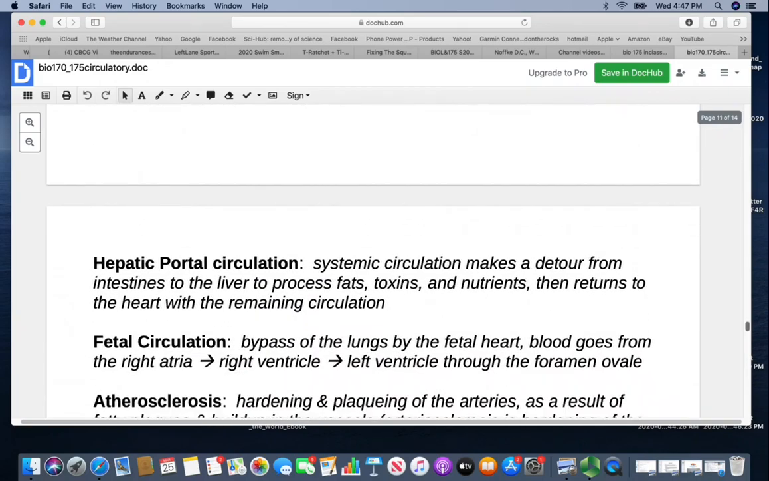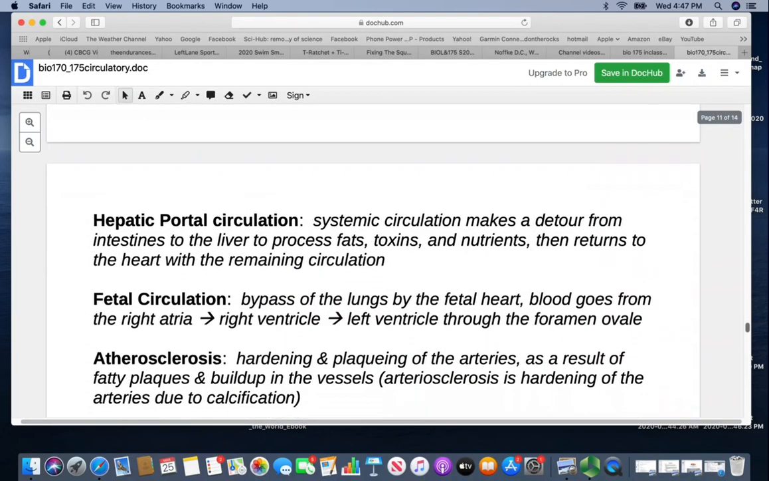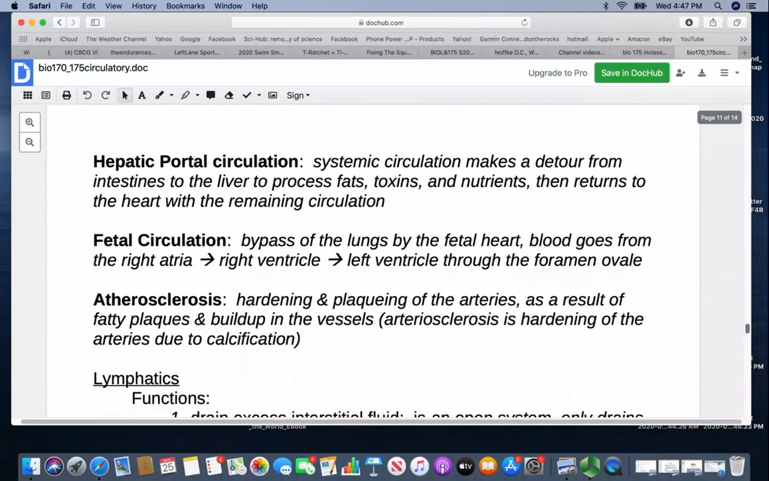So with the hepatic portal circulation, normally the blood is going to go to one location and then return back to the heart. With the hepatic portal circulation, it is going to make a detour or a second stop. It's going to go from the intestines, where it's going to absorb the nutrients, to the liver so that it can process the fats, toxins, and nutrients, and then it will return to the heart with the remaining circulation to be spread throughout the body.